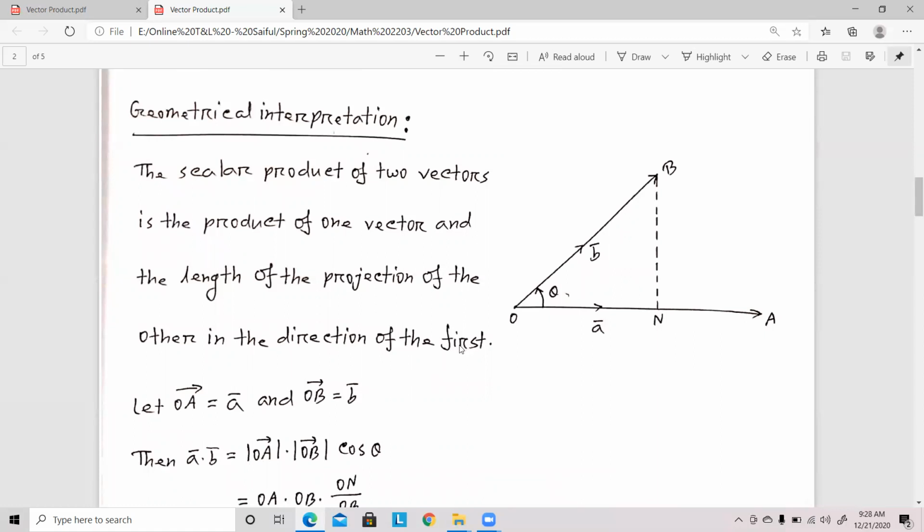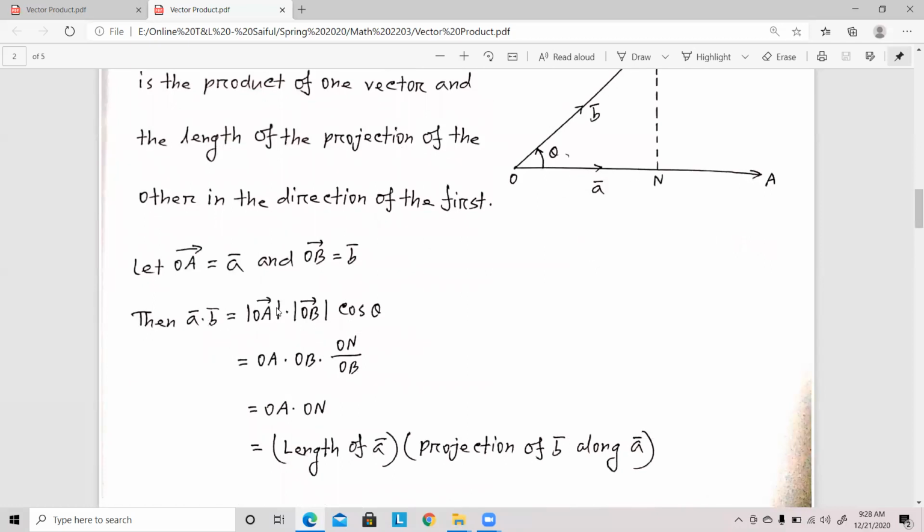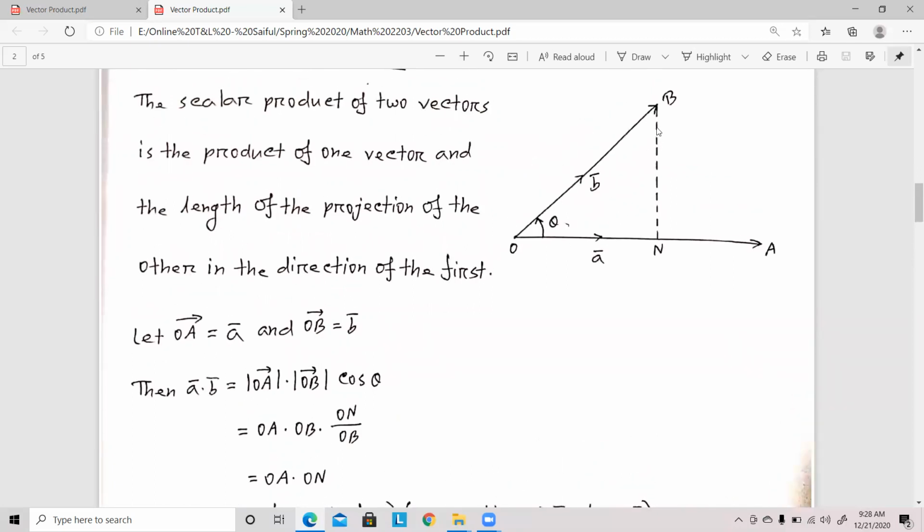That means the geometrical interpretation of the dot product is the product of one vector and the length of the projection of the other vector in the direction of the first. That means if OA is the vector A and OB is the vector B, then according to the rules of the dot product, we can write A dot B equal to the magnitude of OA into the magnitude of the vector OB and the cosine of the angle theta between the two vectors, cos theta.